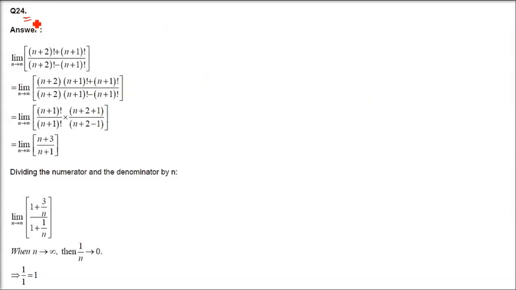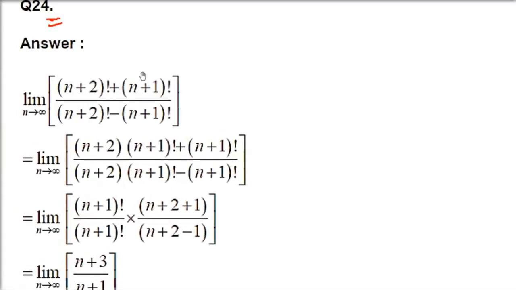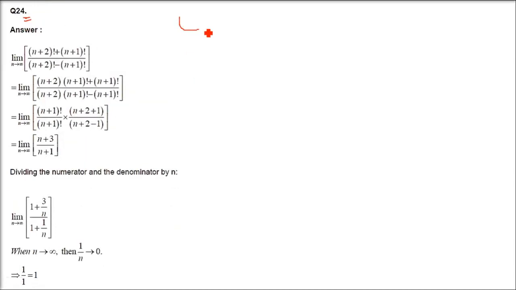Question number 24. Here we are dealing with the factorial. So limit n tends to infinity, ((n+2)! + (n+1)!) divided by ((n+2)! - (n+1)!). Okay. So how to handle this? See, (n+1)! is in the numerator, (n+2)! is also there. So we can reduce n+2 to n+1, but we cannot reduce n+1 to n+2. So what will we do?